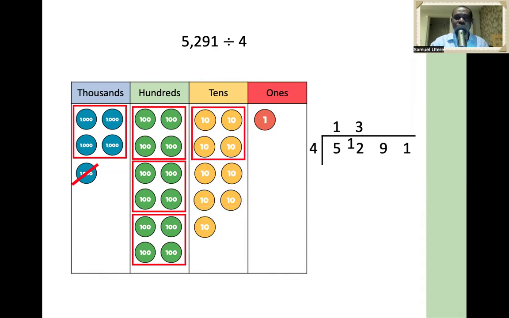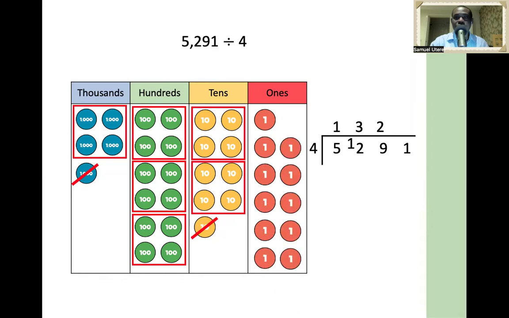We now move into the tens column. Now, how many groups of 4 tens can we get from 9 tens, which is 90? So we have 2 groups. Now we're going to write 2 there. All right, and we have a remainder. We have 1 ten, which we will exchange for the ones, and that will be there.